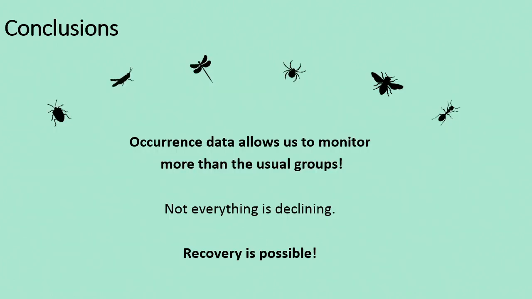So hopefully I've been able to show you that occurrence data allows us to monitor more than just the usual groups, such as birds and butterflies. And by doing this, we can see that not everything is declining, which is often the story that we're given following these indicators, and that recovery is possible. And we've been able to show this for some of the less charismatic groups within the UK, but nevertheless are very important.